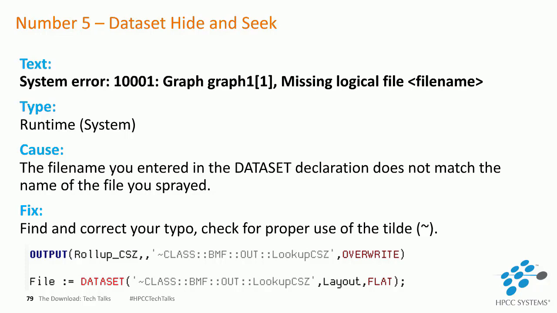So if you didn't use the tilde, the name of the file that would be on the cluster would be Thor : class : etc. And so the dataset statement below references the tilde. If you had not used the tilde in the output statement, then your data set would have Thor : class : and so on. So just, again, mind the tilde, make sure that you're using the proper use of the tilde, and that normally will correct this problem.